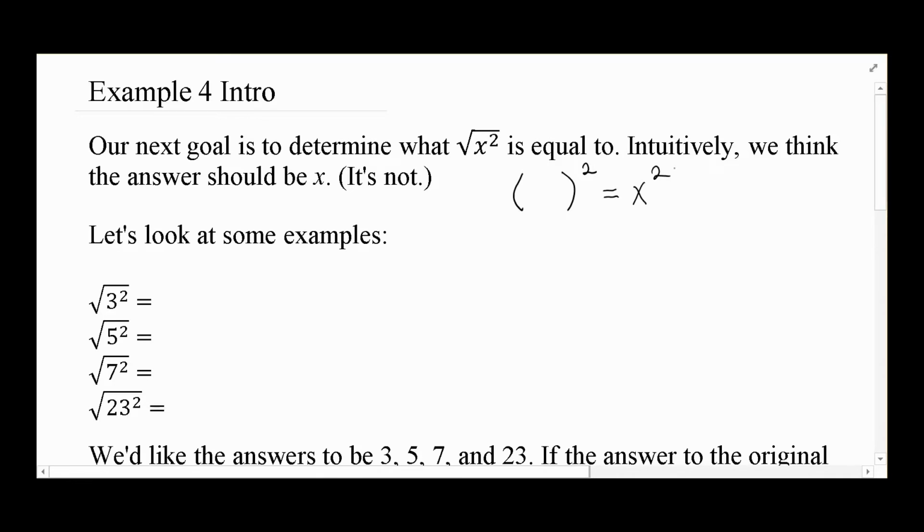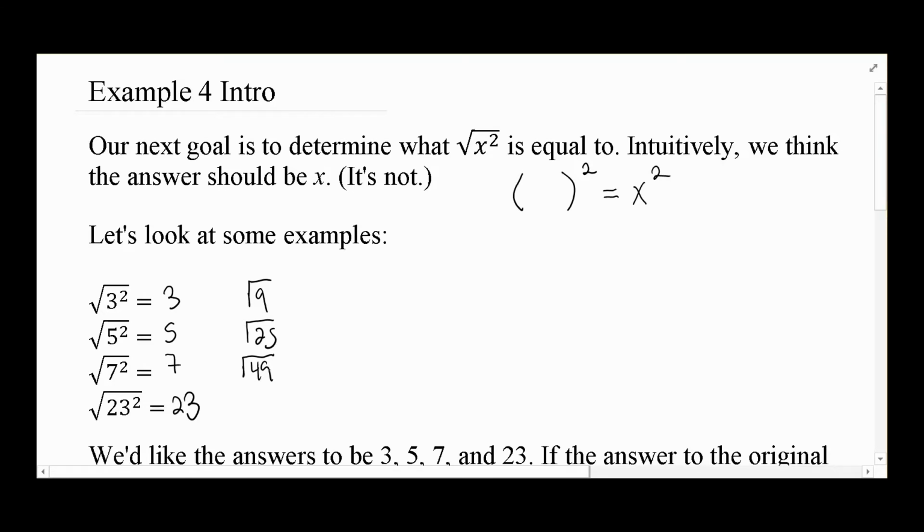So let's first of all start off with some positives. Let's look at the square root of 3 squared, 5 squared, 7 squared, and 23 squared. Those are all of the form square root of x squared. Now, if it was true that the square root of x squared is x, then my answers here would be 3, 5, 7, and 23, because that's what we're squaring. So in the first example, 3 squared is 9, and the square root of 9 really is 3. 5 squared is 25, the square root of 25 really is 5.